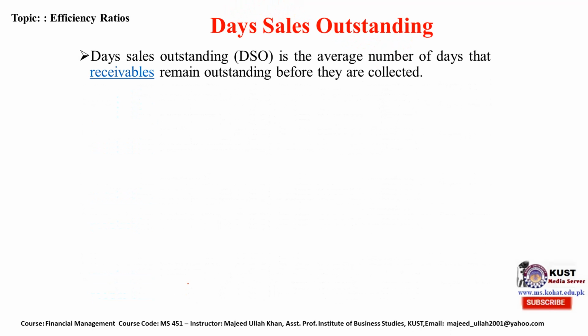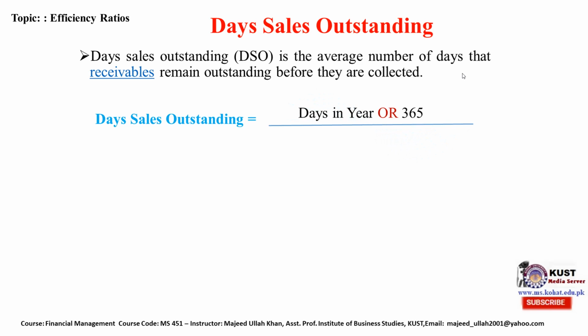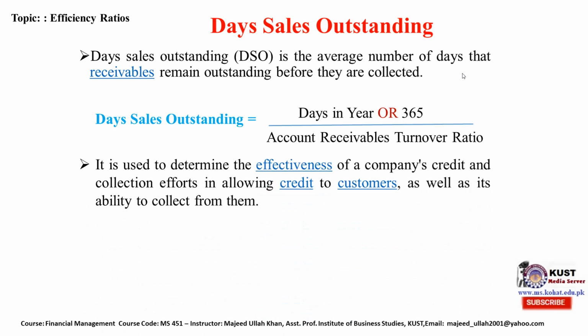Days sales outstanding is the average number of days that receivables remain outstanding before they are collected. It shows in days how much time the company's accounts receivable will remain outstanding. Days sales outstanding is equal to days in year, 365, divided by accounts receivable turnover ratio.